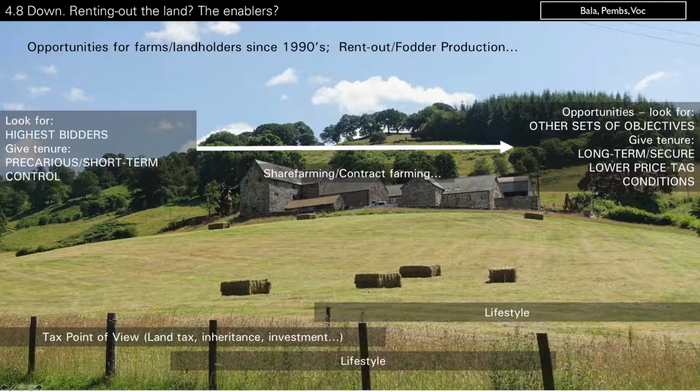Most of all, we have two different strategies here. People that will look for the highest bidders and others that will look for another set of objectives. Those are definitely not the same people, and not the same thinking, but they might be relatively similar farms, which is very interesting to understand, and it depends a lot on the need for an income.